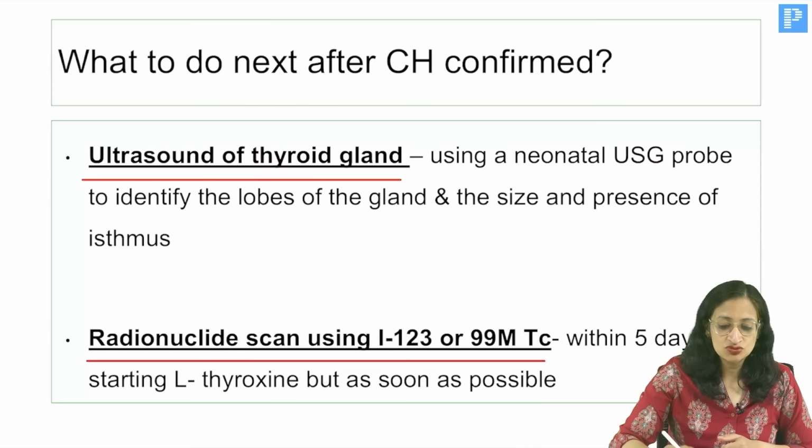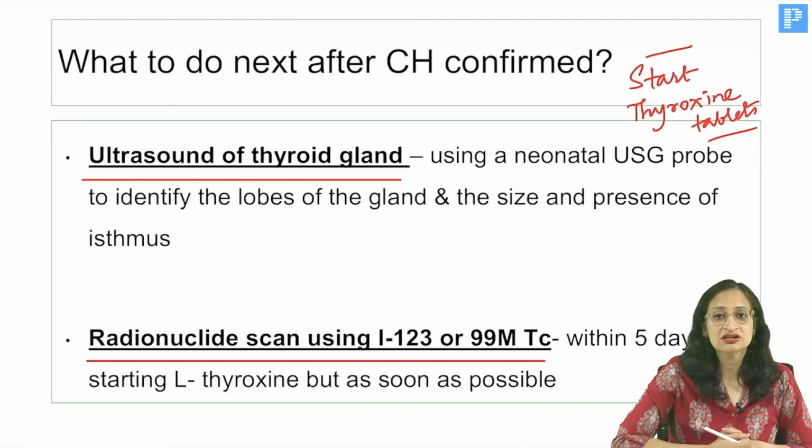And of course, you have to start thyroxine. Start thyroxine treatment. L-thyroxine tablets are available. Okay, you have to crush the tablet and give it to the baby. Mix in the expressed breast milk and give to the baby.